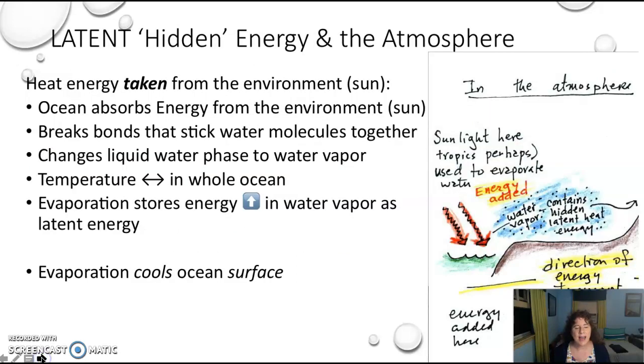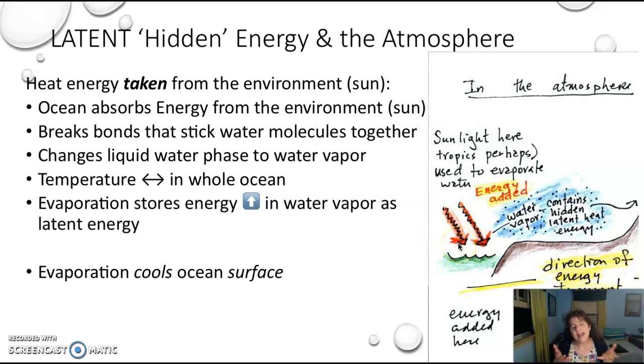In addition to that, we can talk about latent heat transfer in the atmosphere. Let's talk about the ocean and vaporization from the ocean. The ocean and the surface water will absorb energy from the atmosphere, from the sun. In absorbing energy from that atmosphere, it makes the environment a little bit cooler.